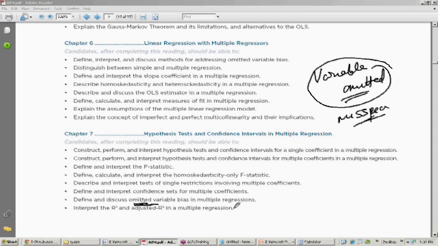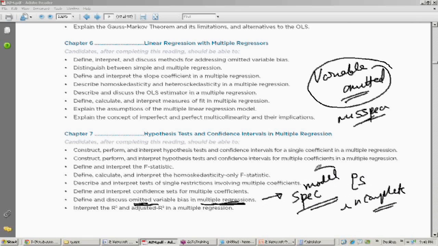One of the misspecifications is that you omit a variable. When you have an omitted variable in multiple regression, you have forgotten to include a variable. As a result, your model specification is incomplete. It is not the only way a model specification can be incomplete. One way is that you have omitted a variable, and because of that your specification is incomplete.